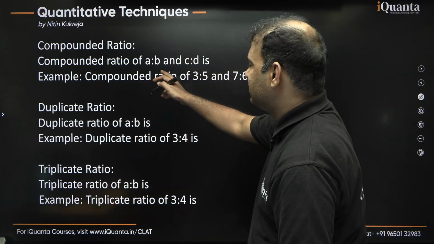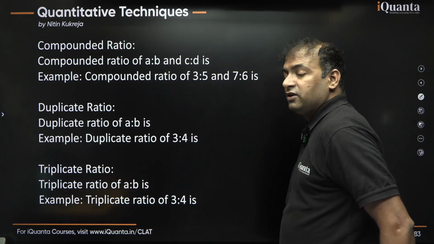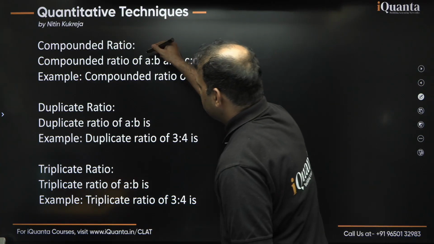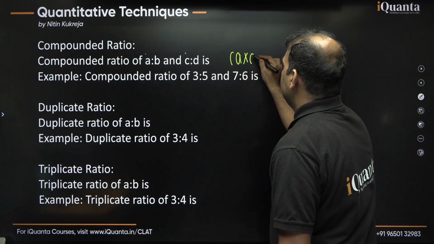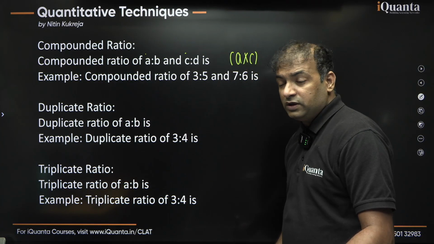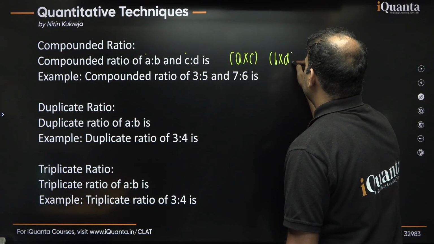For example, it says the compounded ratio of A is to B and C is to D, right? So first we find out the product of all the antecedents, which are A and C in these two ratios, right? So this should be A into C. And then we also find the product of all the consequents, which are B and D in these two ratios, and then we just find the ratio of them.